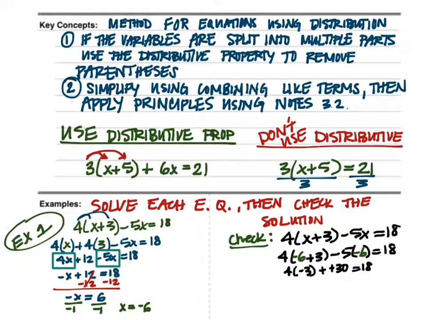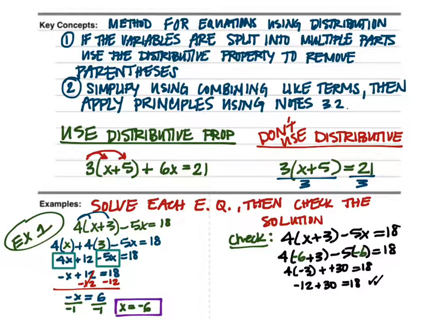So 4 times negative 3 gives me a negative 12, and so negative 12 plus 30 is what I'm adding to hopefully get 18, and in fact it does equal 18. This allows me to box in my answer of x equal to negative 6. So we're going to box that answer in.